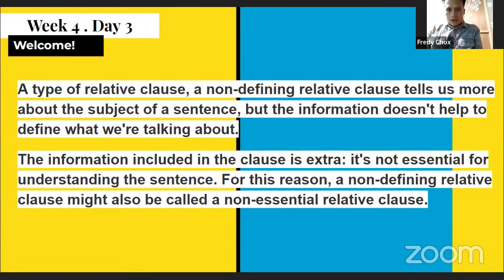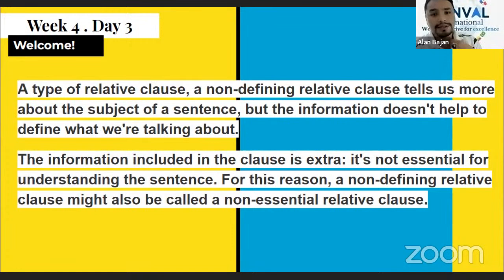A type of relative clause, a non-defining relative clause, tells us more about the subject of the sentence, but the information doesn't help to define what we're talking about. The information included in the clause is extra. It's not essential to understand the sentence. For this reason, a non-defining relative clause might also be called a non-essential relative clause. Very good. Okay. In non-defining clauses, we have longer sentences.